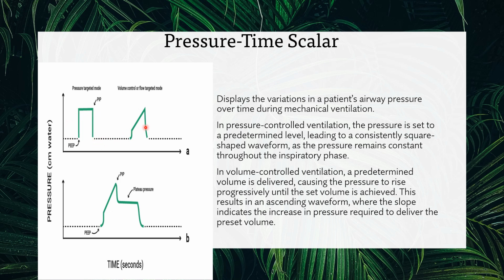The second waveform exemplifies a volume controlled breath in which a predetermined volume is delivered, causing the pressure to rise progressively until the set volume is achieved. This results in an ascending waveform where the slope indicates the increase in pressure required to deliver the preset volume. Scalar B offers a visual representation of plateau pressure, peak inspiratory pressure and the positive end expiratory pressure.